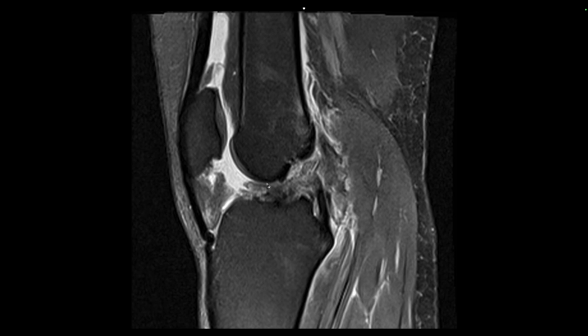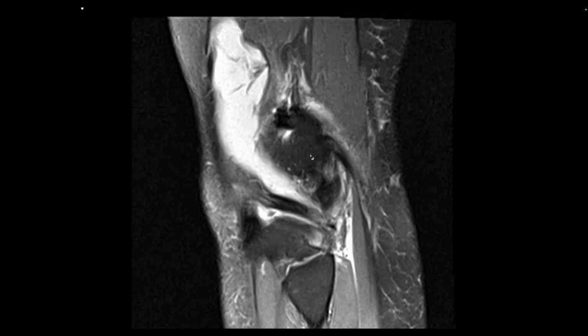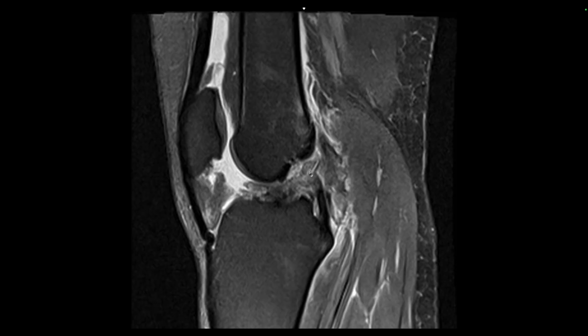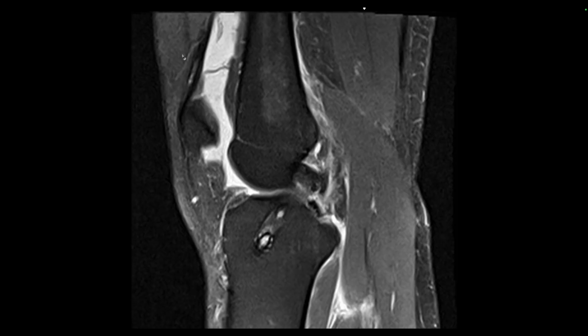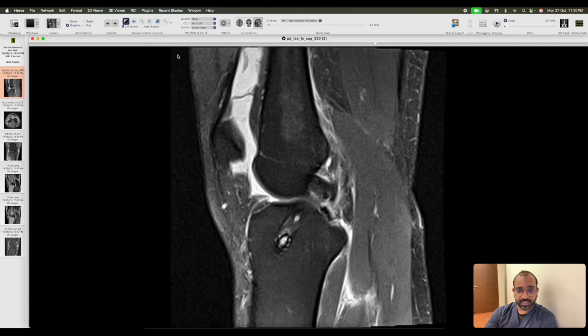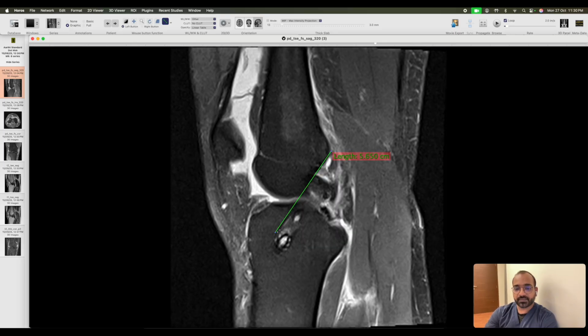You can see almost near complete thickness tear. Most of the fibers are lost in its mid substance. If you see the femoral tunnel, looks good. Tibial tunnel looks good. Even if you are drawing a line along the posterior, along the intercondylar notch, the tibial tunnel is posterior to the line intersecting it on the tibia. So that is normally placed.